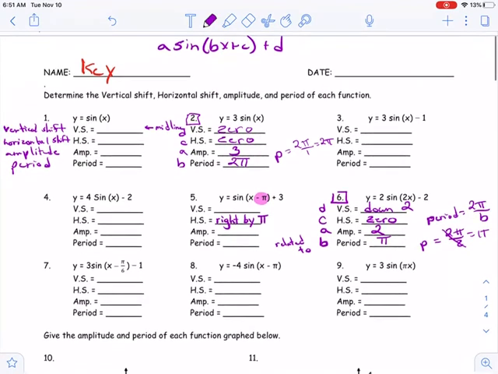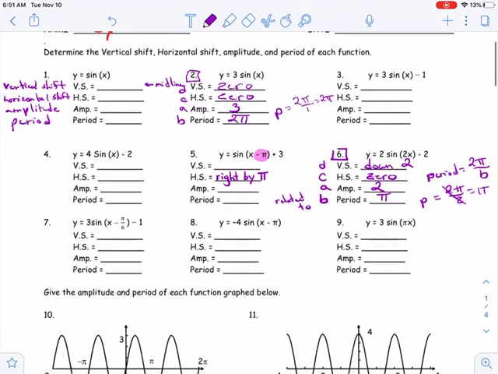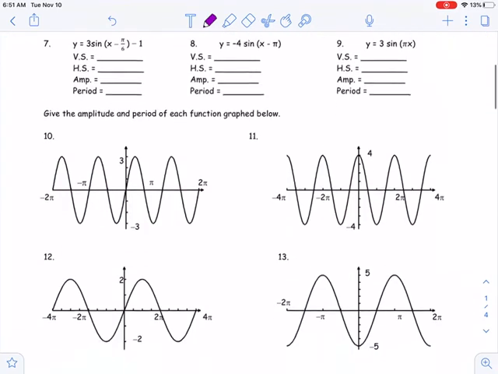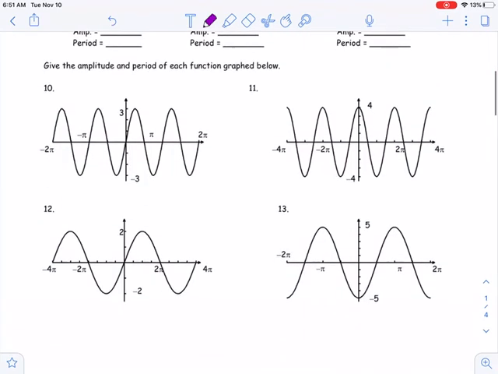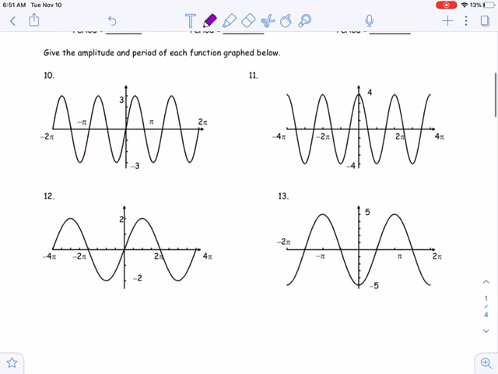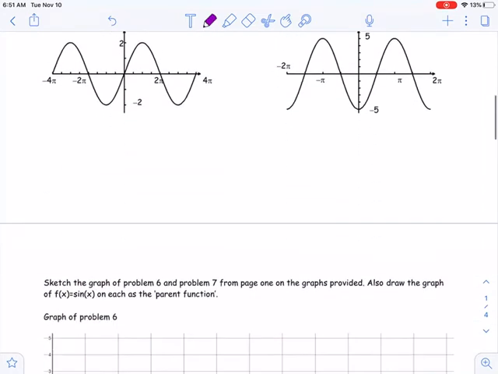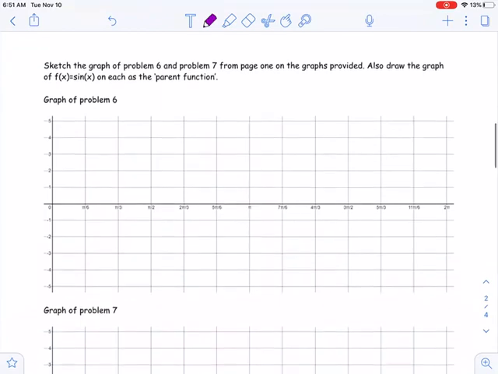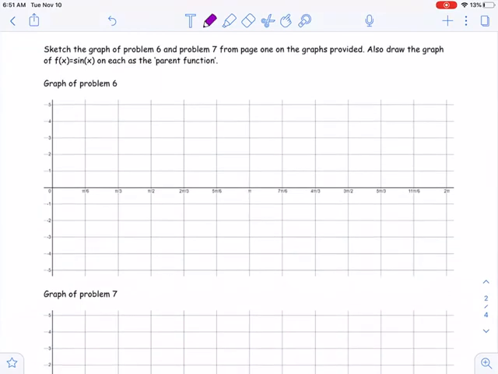Within this worksheet, there's some converting between equations and properties. Here you're just going to be determining amplitude and period of these functions. On these graphs, you're going to take problems 6 and 7 from the first page and try to graph those. But I've also requested that we graph sine of x on these.